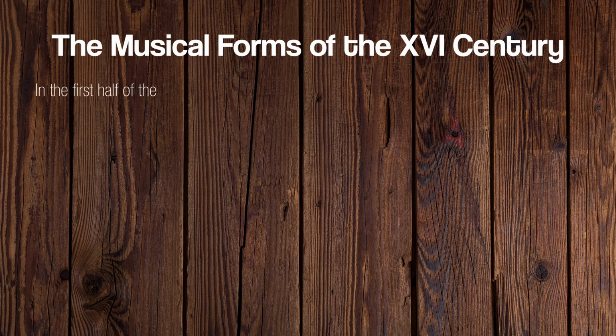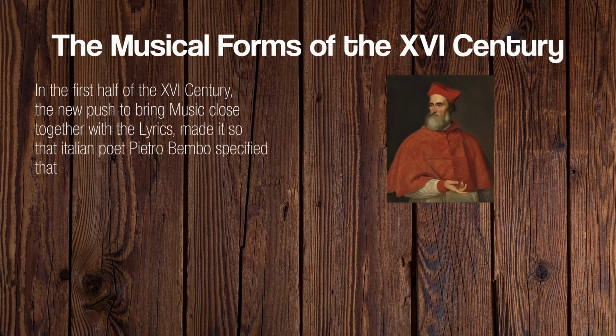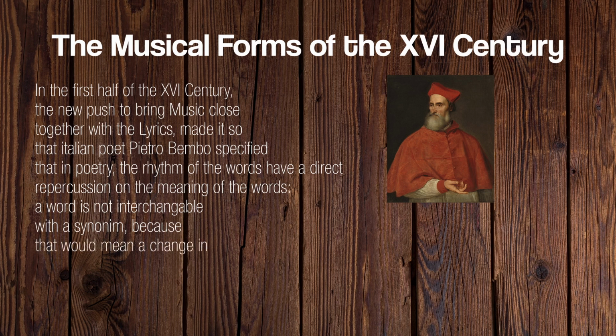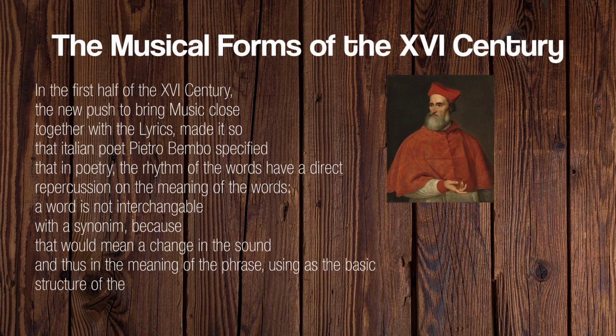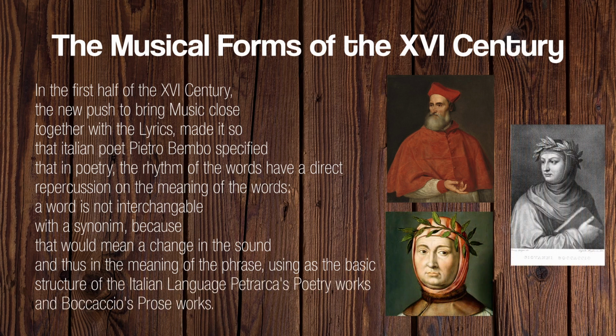In the first half of the 16th century, the new push to bring music close together with the lyrics made it so that Italian poet Pietro Bembo specified that in poetry, the rhythm of the words has a direct repercussion on the meaning of the words. A word is not interchangeable with a synonym, because that would mean a change in the sound and thus in the meaning of the phrase, using as the basic structure of the Italian language Petrarca's poetry works and Boccaccio's prose works.